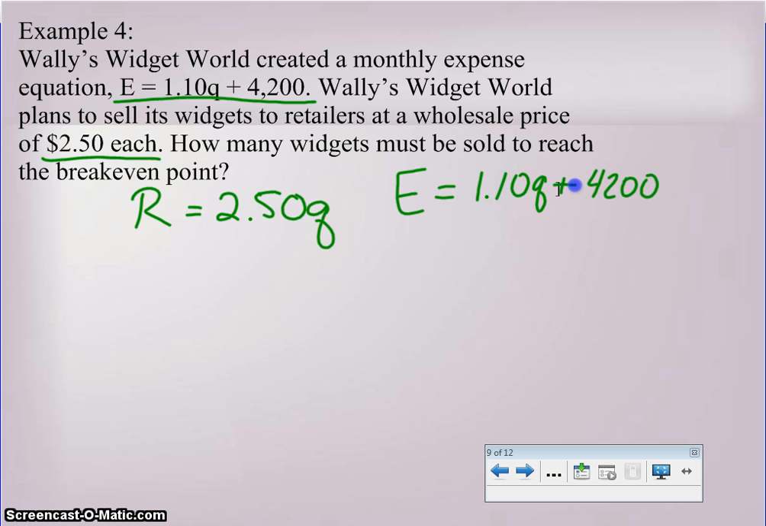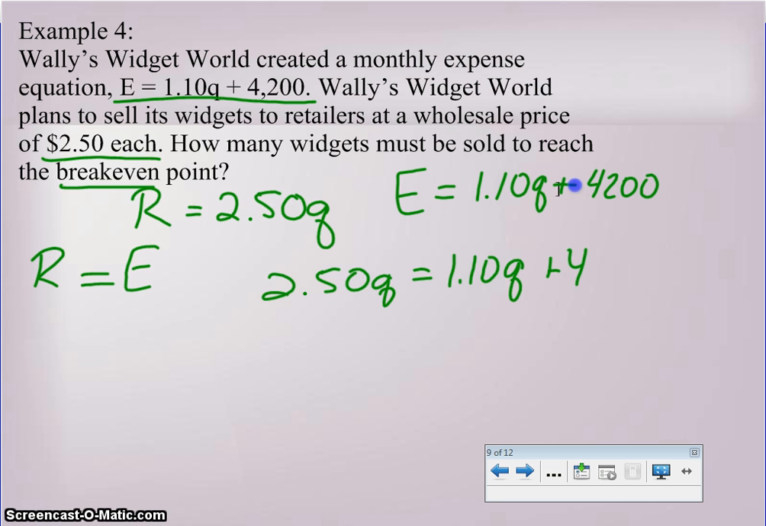All right, so the break-even point means where are they equal? Where does that revenue function equal my expense function? So I'm going to set them equal to each other. 2.50Q equals 1.10Q plus 4,200. Now it's just a basic algebra problem.